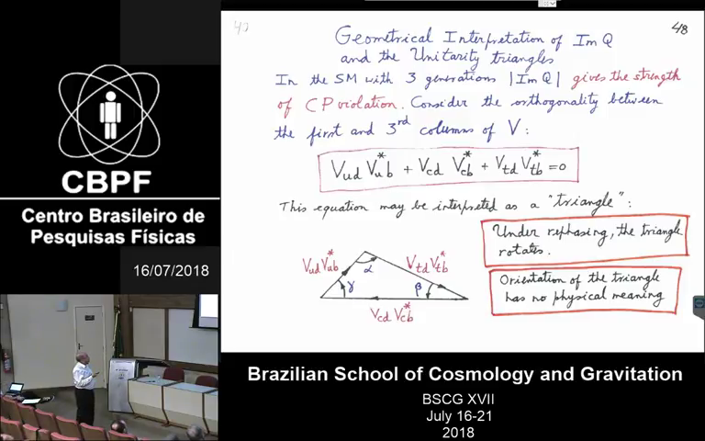So the orientation, usually you see the unitary triangle put in this form, but this is on the real axis just because I chose a phase convention in which VCB and VCD are real, but it's not necessary. There is no meaning of orientation of the triangle. This is interesting to emphasize because here we are talking about Dirac particles. In the case of neutrinos, I will also talk about that, the so-called Majorana type triangles, the orientation is physically meaningful. Here there is no meaning. Under rephasing the triangle rotates, and orientation has no physical meaning.